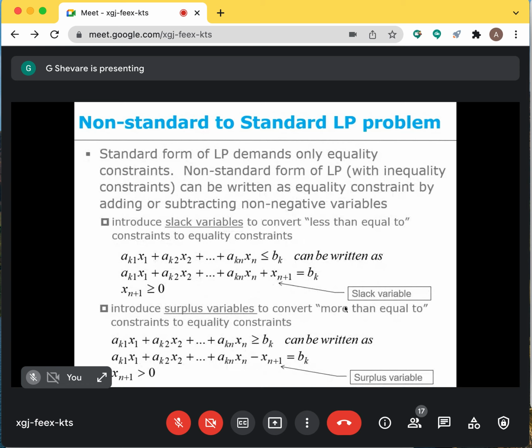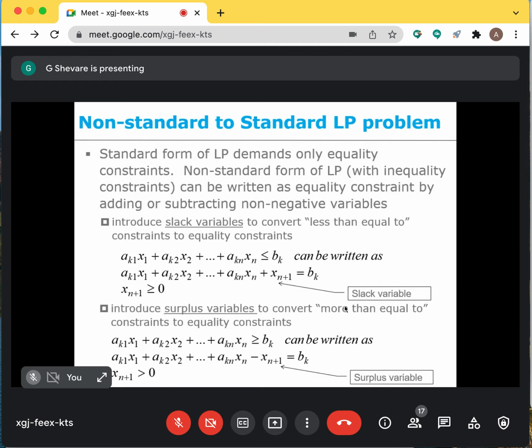The second step is the following. The standard form LP demands only equality constraints. There are m equality constraints, but it may so happen that any one of the constraints may not be an equality, but may be an inequality. So here, for example, I may have one of the conditions, the kth condition out of m conditions, written as less than or equal to bk.